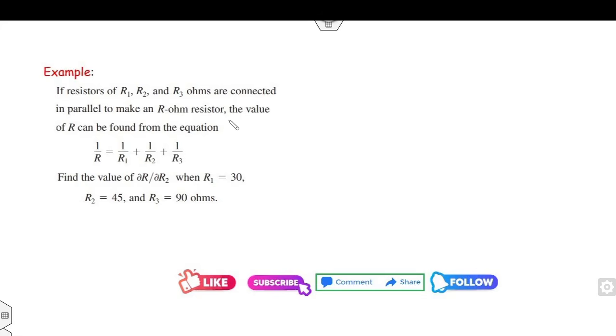Okay, look at this another one. The resistances are connected in parallel, which makes the ohm, and is given by this case. Your target is to find the partial derivative with respect to R2. So what you can do, you can simply differentiate 1 over R with respect to R2.